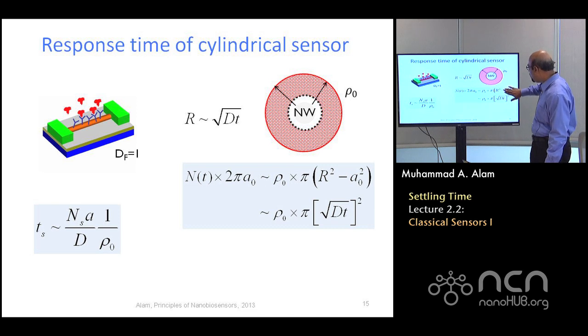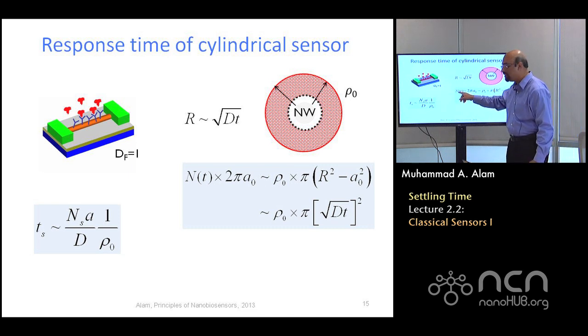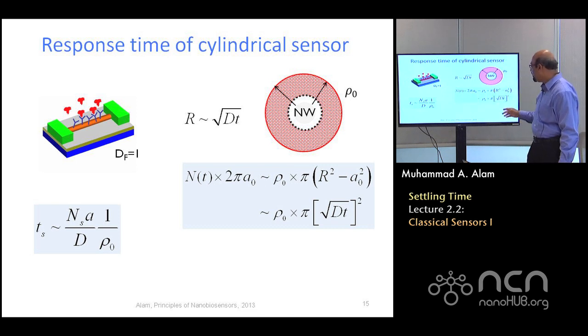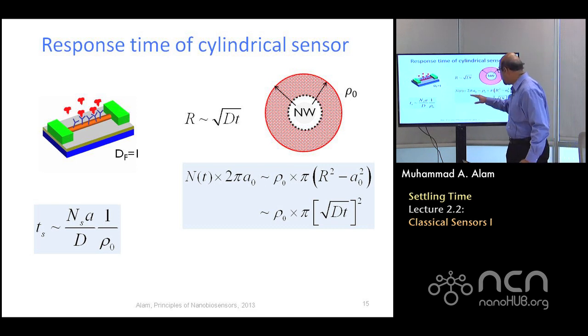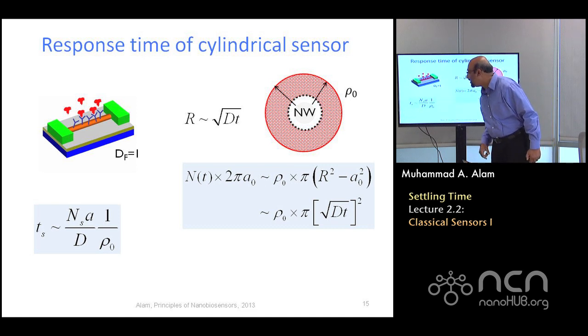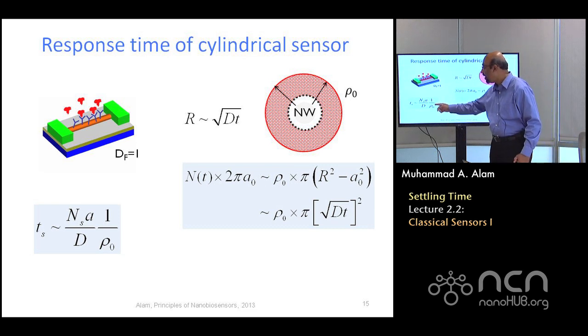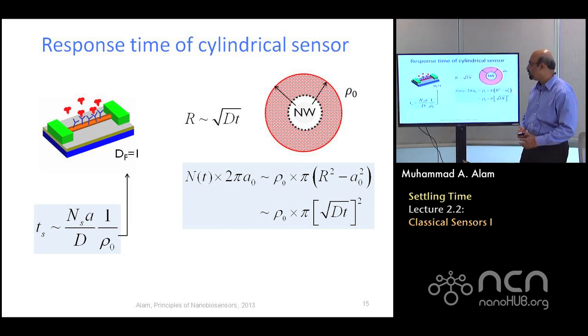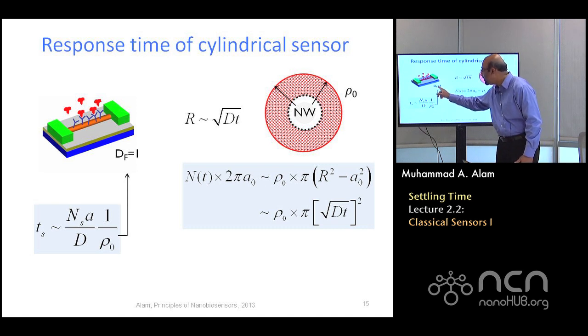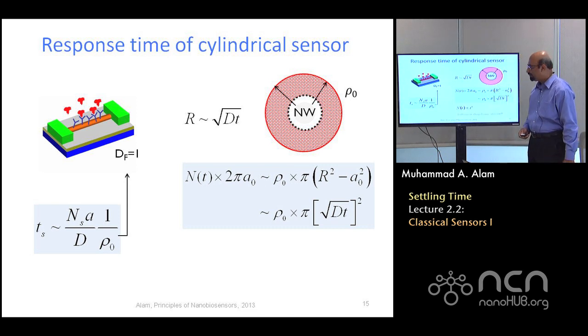If you assume a naught is small and r is simply the square root of Dt, then you can see this is the area of a circle, the bigger circle that got depleted. And from that, if you set N equal to N_s, the number you need in order to detect, then you can immediately solve this equation to find that the settling time is inversely proportional to the analyte density. Not as a square, but directly proportional. And the power of rho naught is equal to the dimension of the sensor itself.